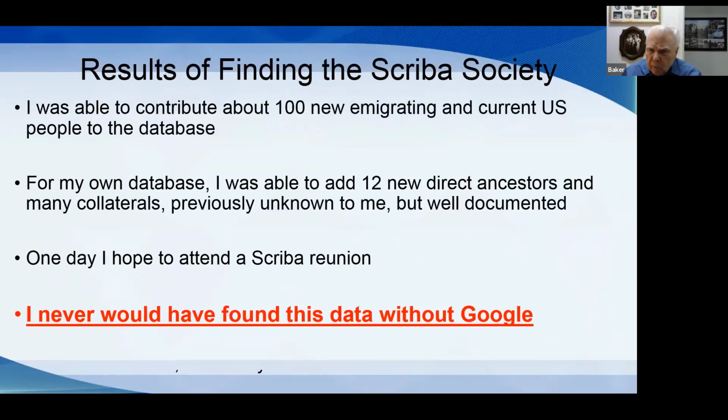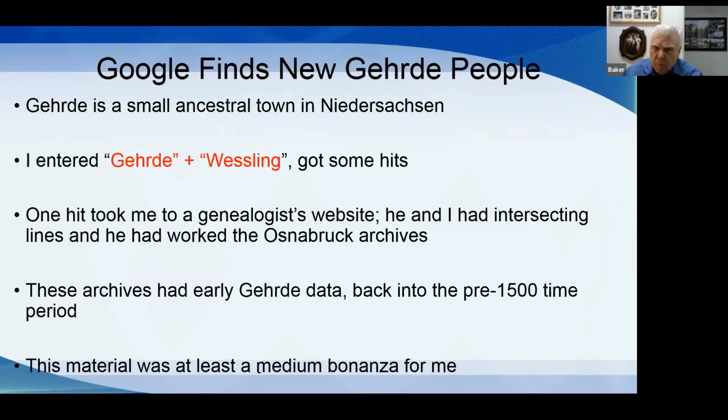And so the result of that was I contributed a few names of people who came to America. They didn't know about them, but I got much more. In addition to the 13,000 people, I got a few more direct people and collaterals. I mean, I really hit the jackpot with those people. And again, the real punchline is I never would have found that data without using Google, because Ancestry doesn't know about them. Neither do the other big fat genealogy search engines.